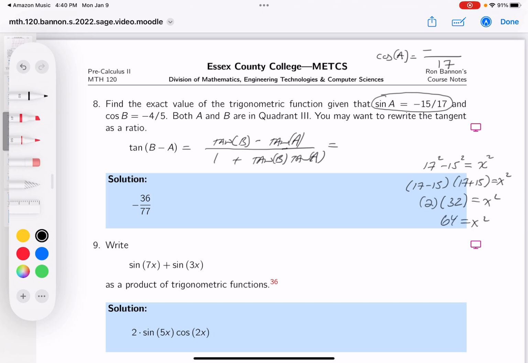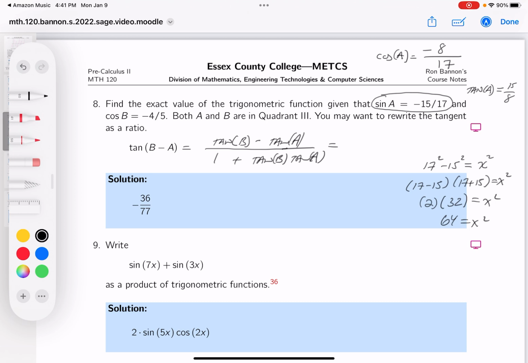And what's x going to be? Plus or minus 8. But I do know it's negative here. So write this over here. Now someone says, why did you bother doing that? For only one reason: to get the tangent. So what's the tangent of A going to be? It's the ratio sine over cosine. So what are you going to get? 15/8. I do need that, by the way.